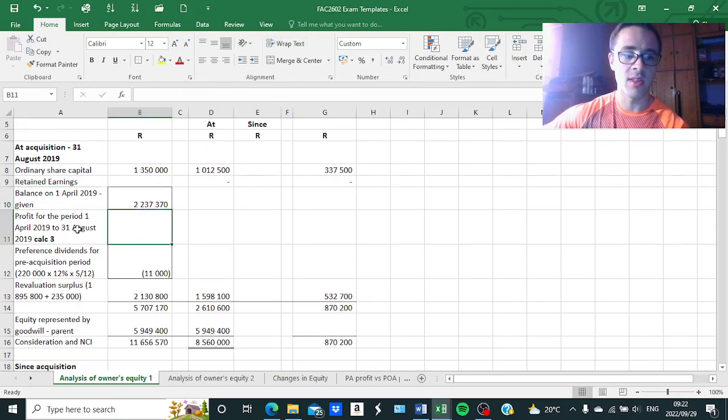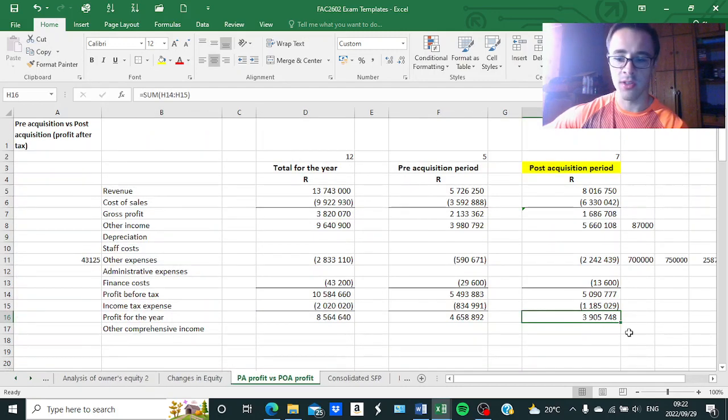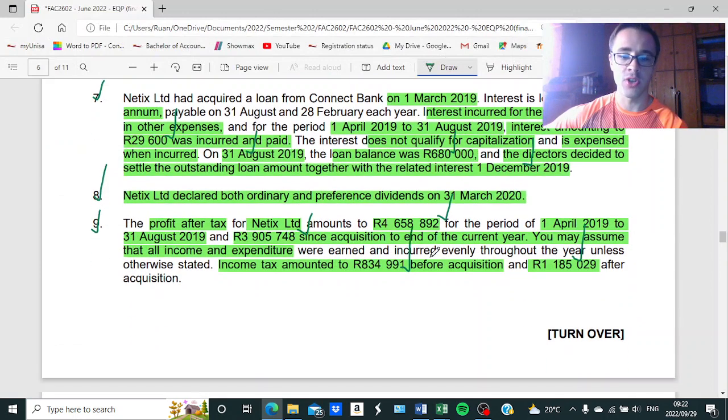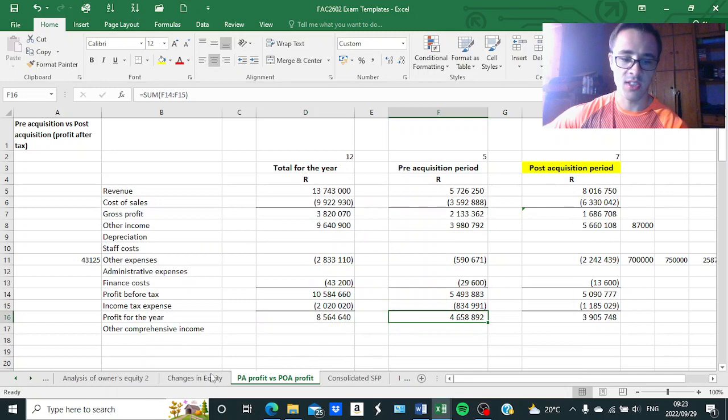Okay, but we still need to calculate the retained earnings balance on the date of acquisition, and the only item that is missing will be the profit for the pre-acquisition period, which we have calculated in calculation 3, and that was 4,658,892, which was also the amount given in additional information point 9. Okay, this amount right here, just as confirmation that we have split the amounts correctly.